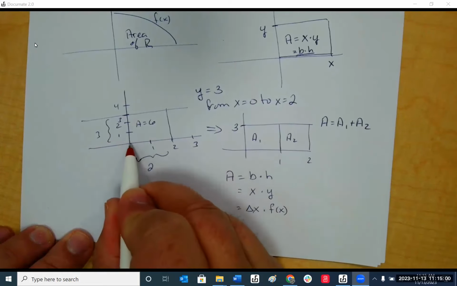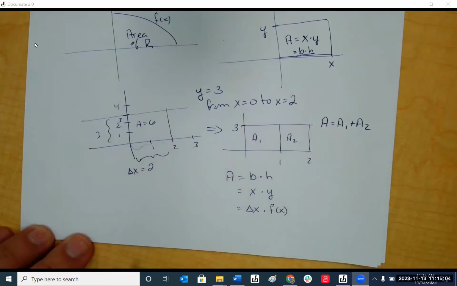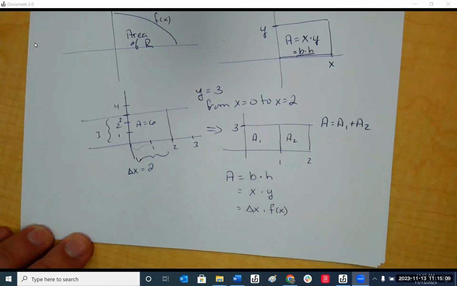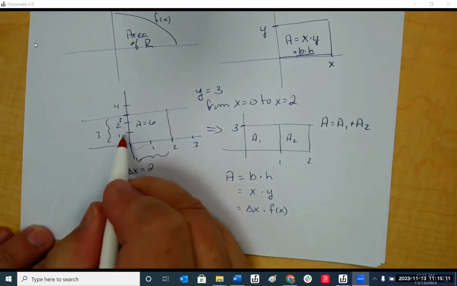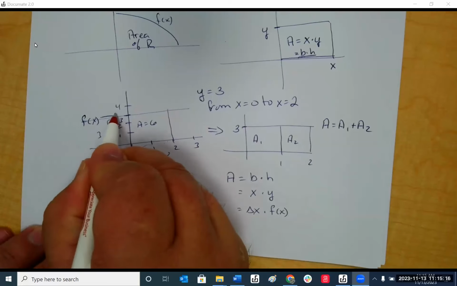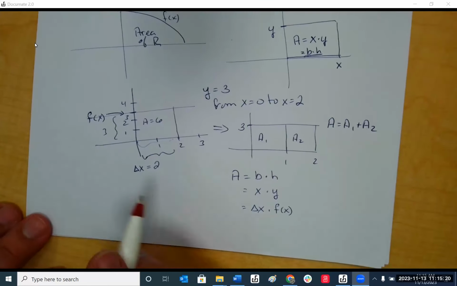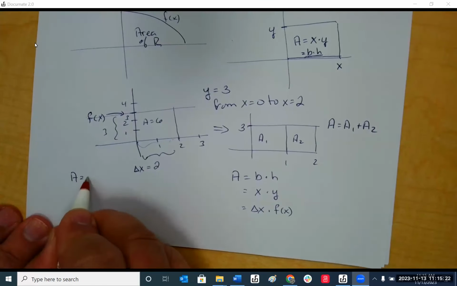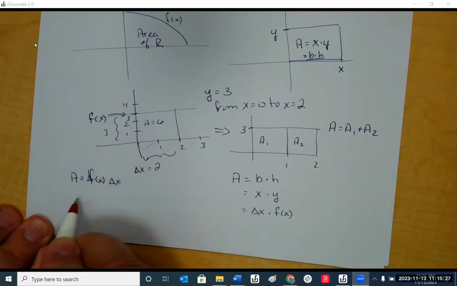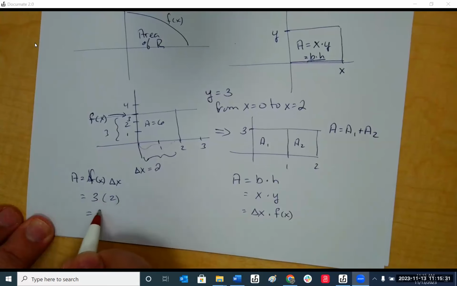So here on the bottom, the delta x from the beginning to the end is 2 units. And the function itself, f of x, is equal to 3 because it's a constant function. So here the area is f of x times delta x, 3 times 2, which is 6.